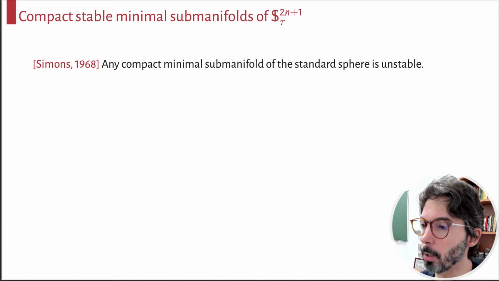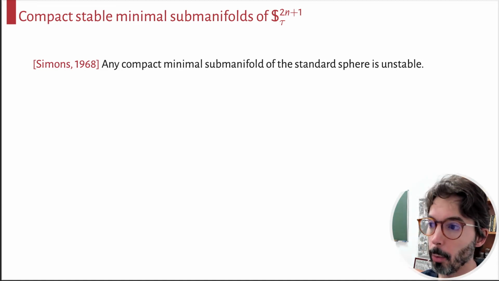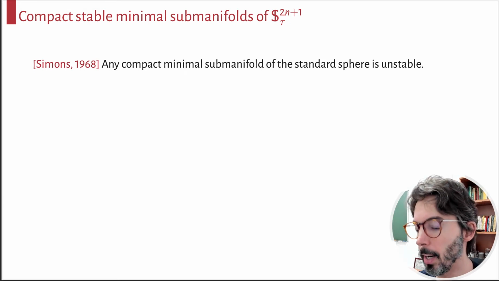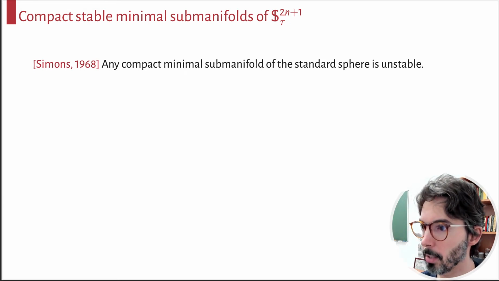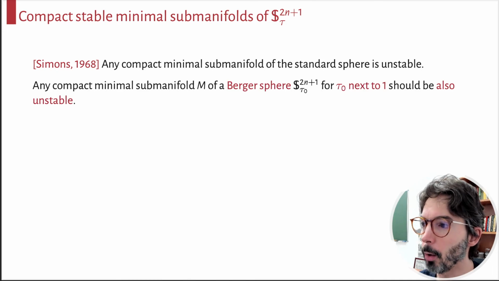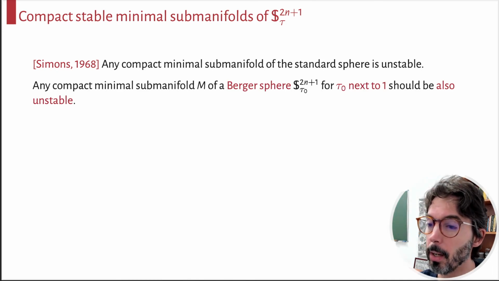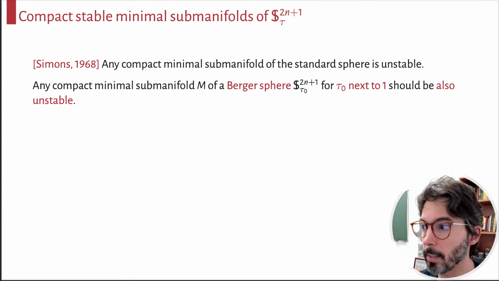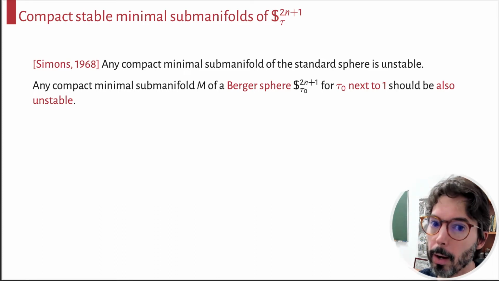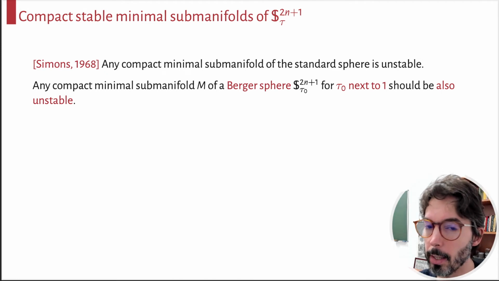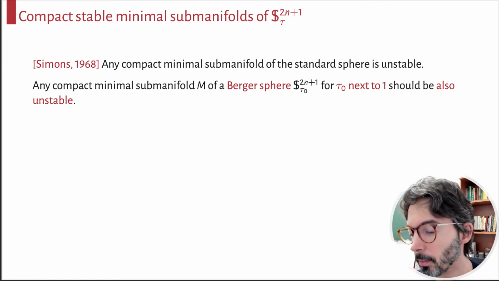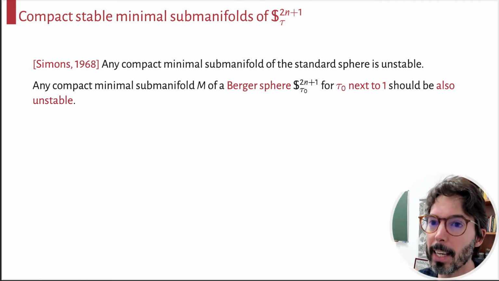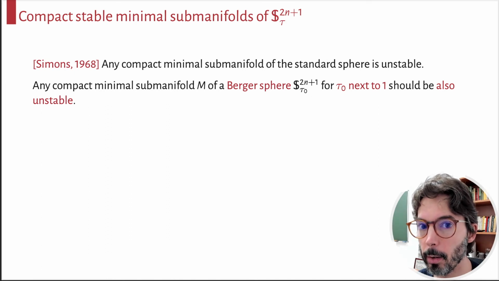Okay, so I recall that in the standard sphere there are no stable compact minimal submanifolds. This is the classic result by Simons in the 60s. So then any compact minimal submanifold of the Berger sphere, for the parameter tau next to 1, should also be unstable. Think that for tau equal to 1 we are actually in the round sphere.